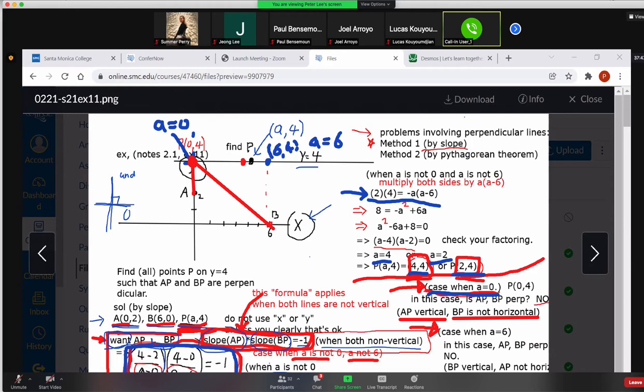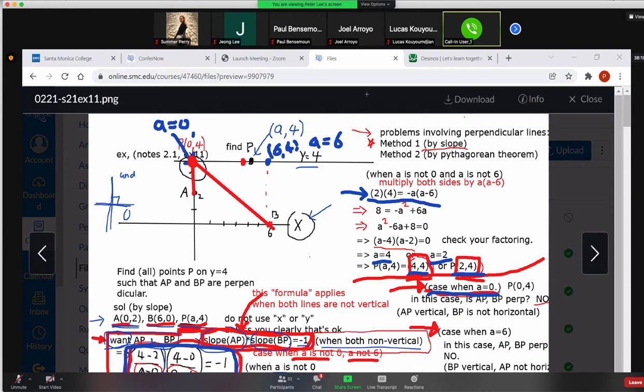Why? Because the line AP is a vertical line, and a vertical line does not have a slope. So when you get into a problem which involves a vertical line, the slope argument does not apply, but it could still be a solution. So you have to check it out. In this case, it is not a solution.